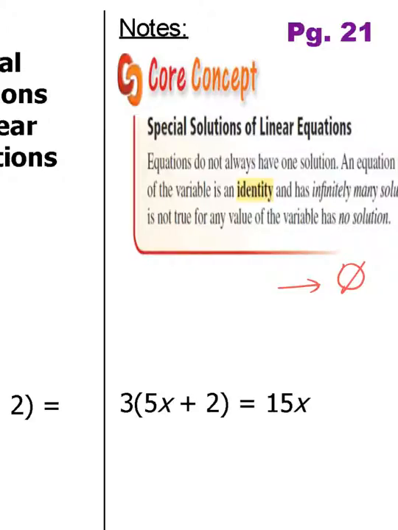Now, the other type of solution we have is a bit unique. It's called infinitely many solutions. Now, it says equations do not always have one solution. An equation that is true for all values of the variable is an identity and has infinitely many solutions. One thing that students always mistake is they say, is an identity the same thing as infinitely many solutions? No, they're separate categories. An equation can be classified as an identity. And if it is classified as an identity, then it has infinitely many solutions.